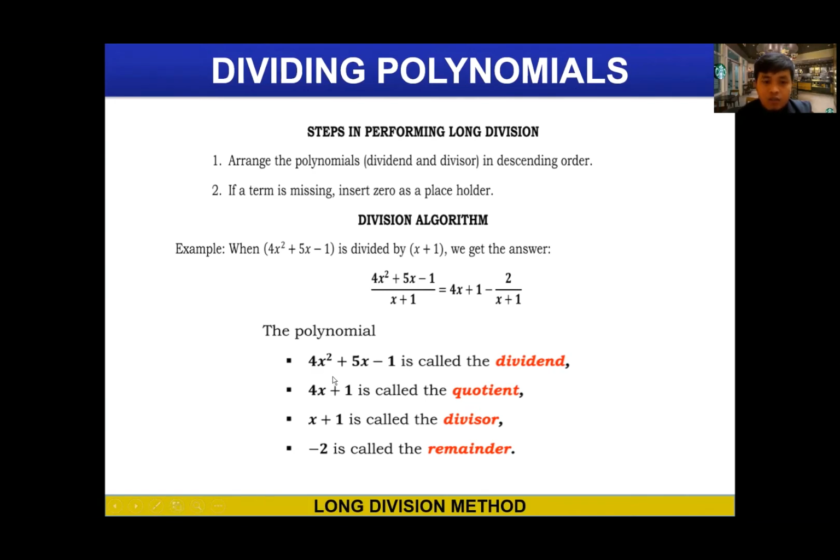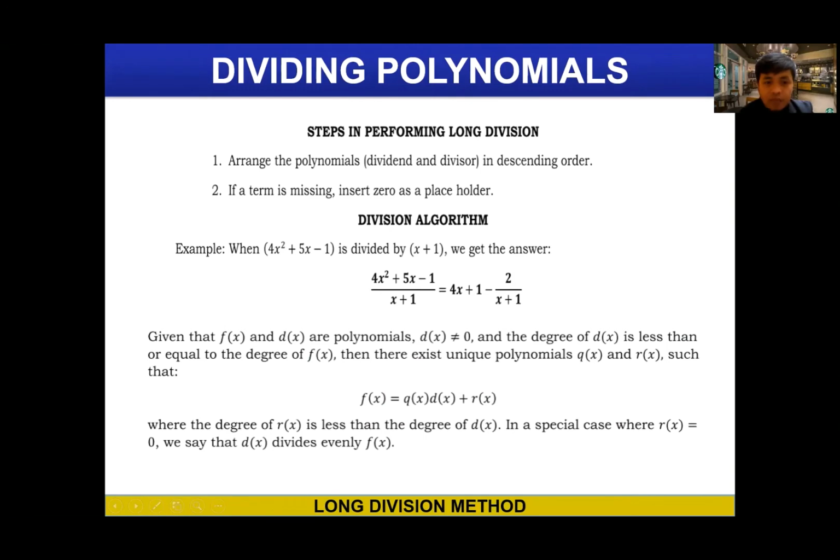Okay, so the polynomial, if we're going to look at it, is categorized into 4. The number inside the division symbol, or if it is written in fraction form, in the numerator, that's what we call the dividend. And the number below, or in the denominator, we call the divisor. That is x plus 1. That's the divisor. And this one, 4x plus 1, is our quotient, or the answer. And we have the remainder, negative 2, which in this case is written in fraction form: negative 2 all over the divisor, which is x plus 1.